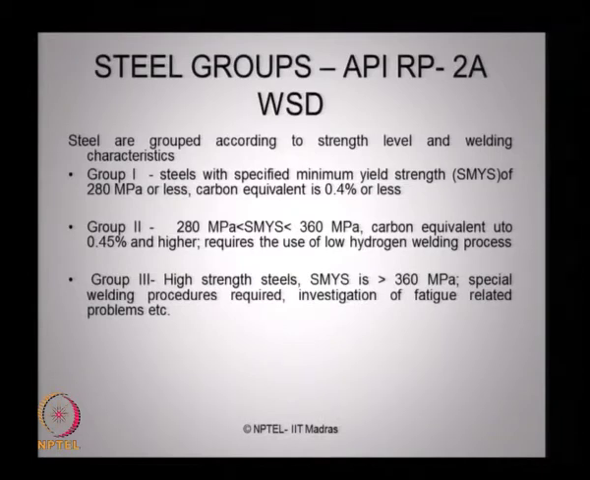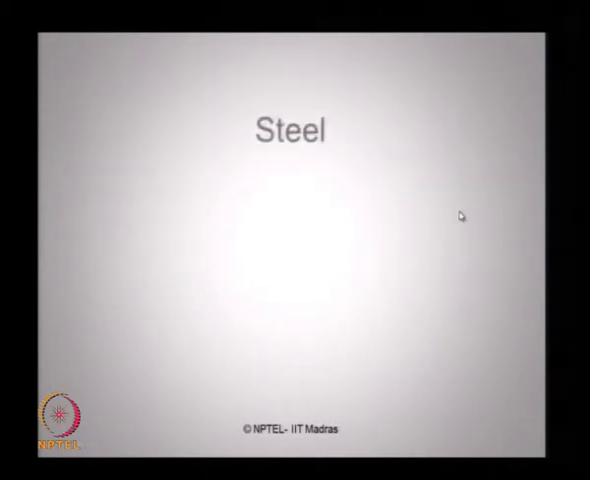The carbon equivalent is about 0.45 or higher, whereas group 3 is meant for high strength steel whose yield strength is higher than 360 megapascal. Of course, you have to recommend certain special welding procedures if you want to investigate fatigue related problems in this particular type of steel.